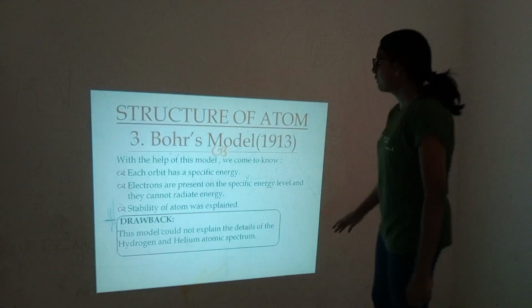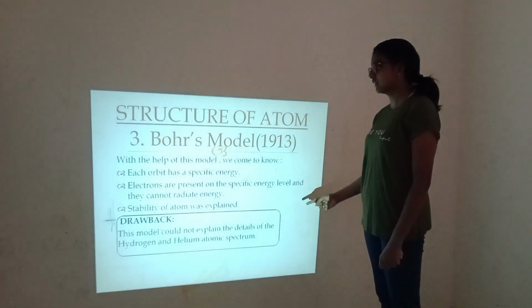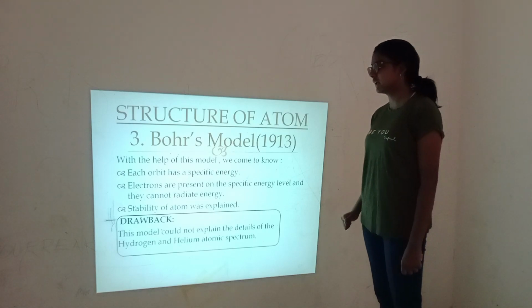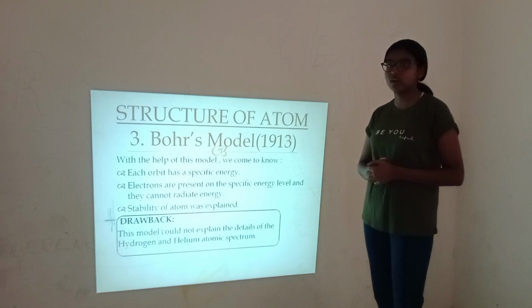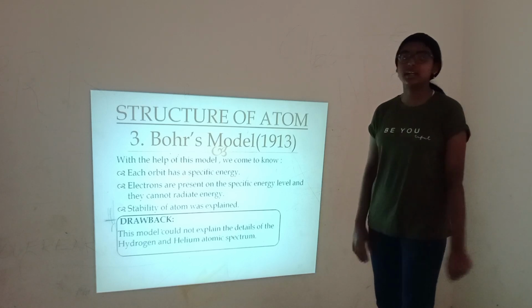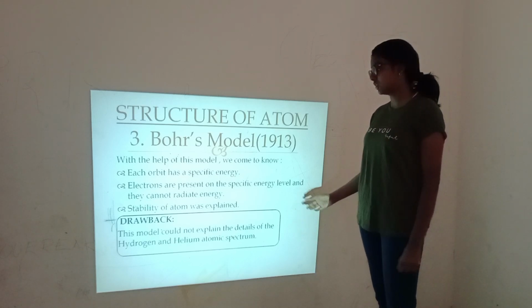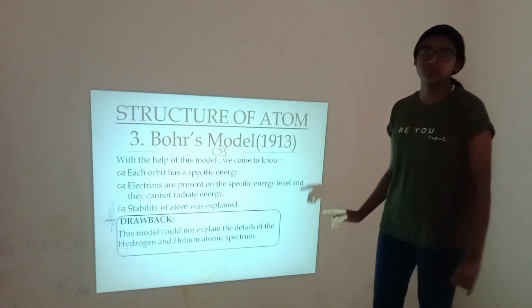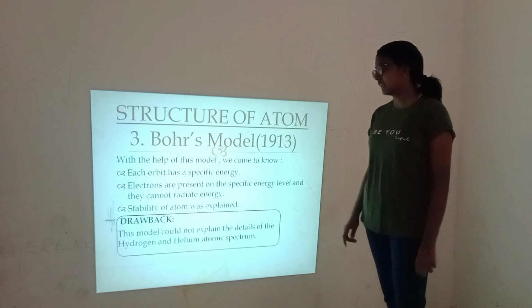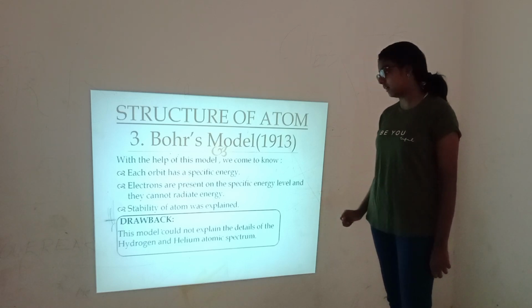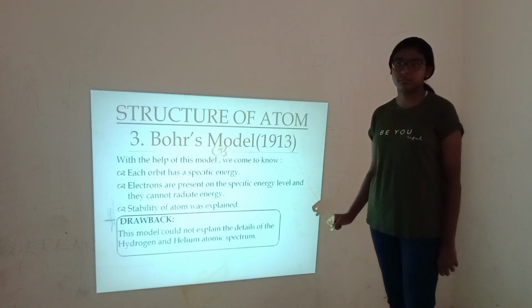With the help of this model, we came to know these three things. Each orbit has a specific energy. Electrons are present on specific energy levels and they cannot radiate energy. And the stability of the atom was also explained through this model. But there was one drawback: this model could not explain the details of the hydrogen and helium atomic spectrum.